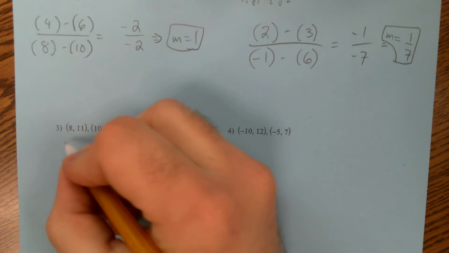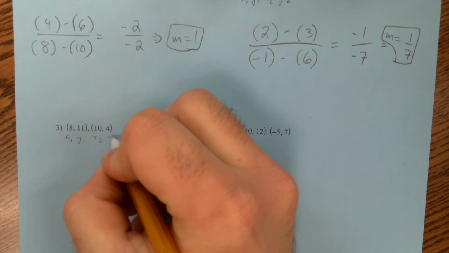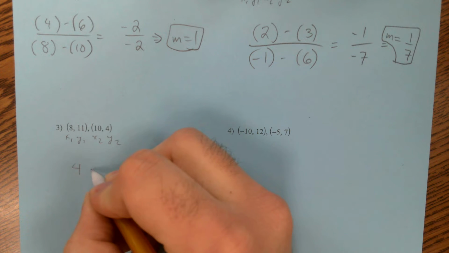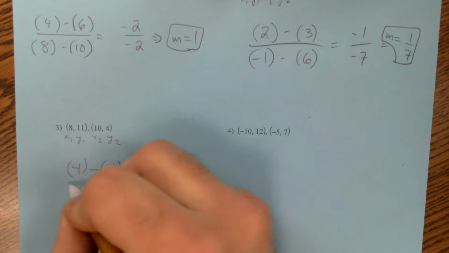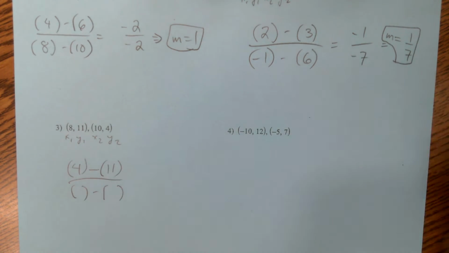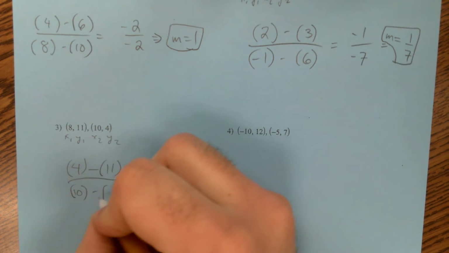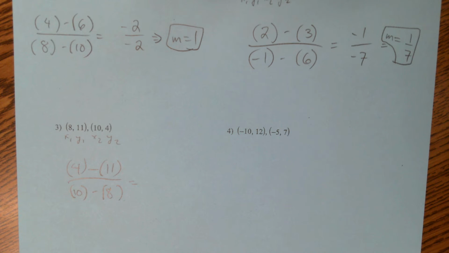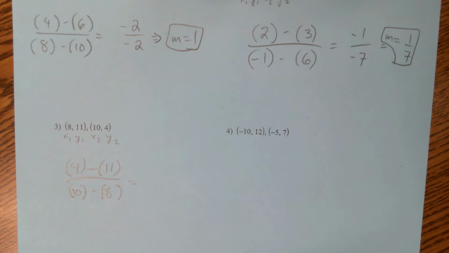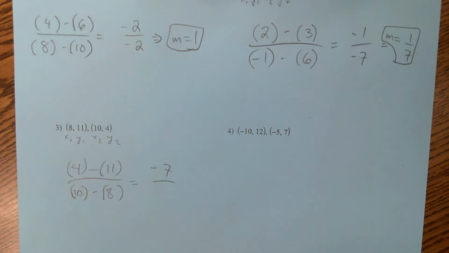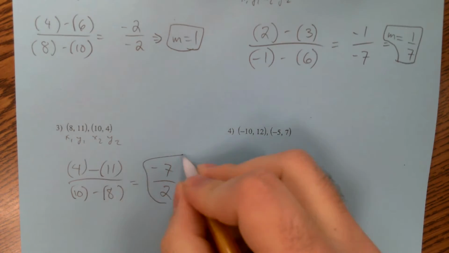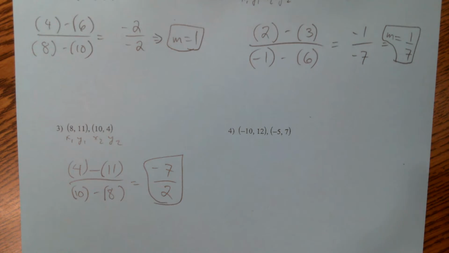All right, number 3, x1, y1, x2, y2. 4 minus 11 over 10 minus 8. What's 4 minus 11 going to give us? Negative 7, right? And then 10 minus 8 is 2. Can we simplify negative 7 over 2 at all? No, we're good. That's our answer. Negative 7 over 2.